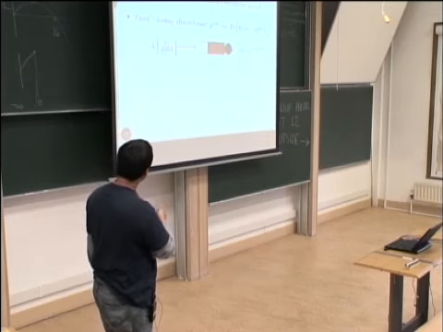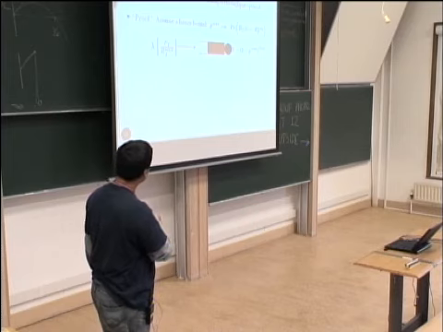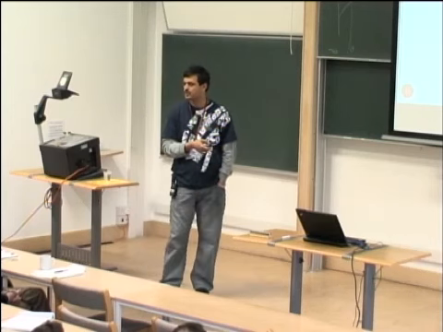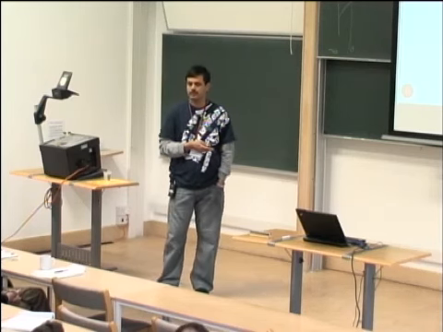Another way to state it is that this is the arrival rate of workload. So this is lambda times an expected value, F over R max, which is the rate at which workload is arriving. And let's say that there's a lower bound on the probability that a particular user can see its best channel state. So the probability that no user will see its best channel state is (1 minus p max) to the power n. So when the number of users is large, clearly if lambda times this quantity is less than 1, you have stability. So the total workload in the system will be bounded, right?